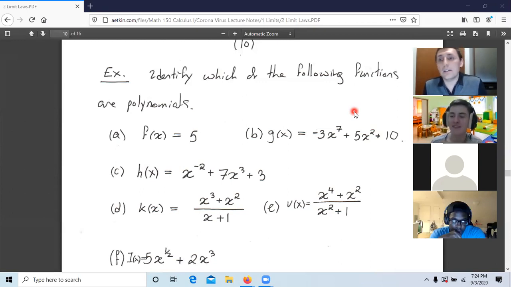So similarly here, if I'm asking whether something is or isn't a polynomial, what am I asking?